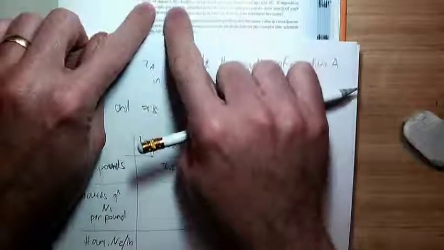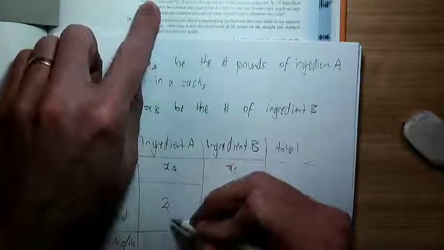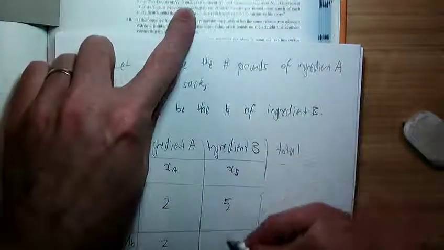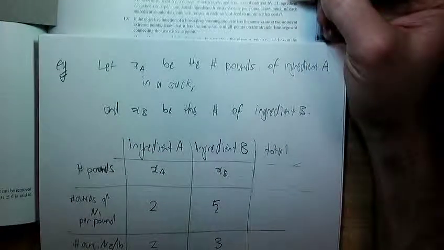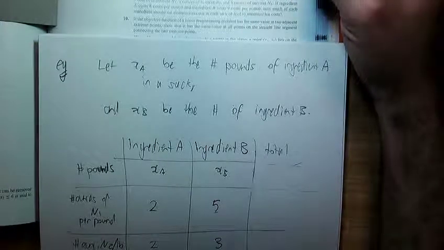Okay, so let's see. Each pound of ingredient A contains 2 ounces of N1, 2 ounces of N2, and 6 of N3. Each pound of ingredient B contains 5 of N1, 3 of N2, and 4 of N3. So that's that bit there. Okay. Let's just go back here. Each sack contains at least 10 ounces of nutrient N1. So that's sort of the total N1.